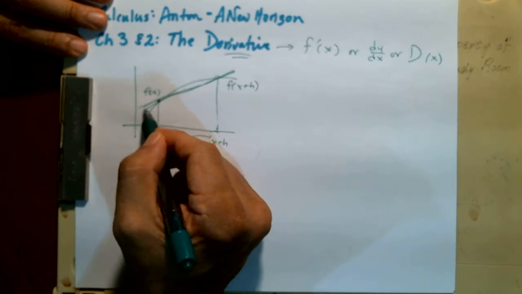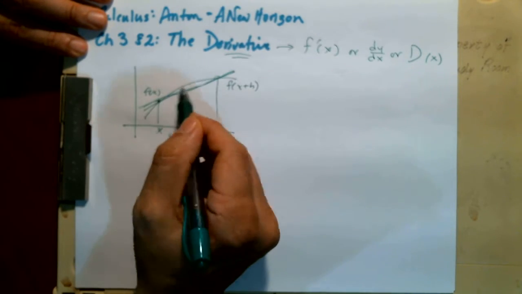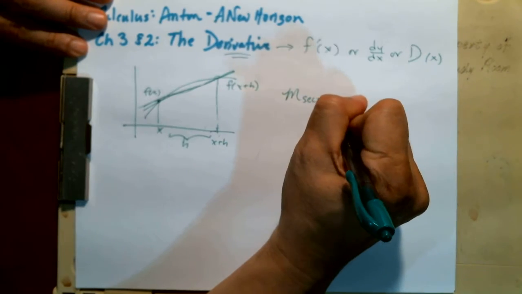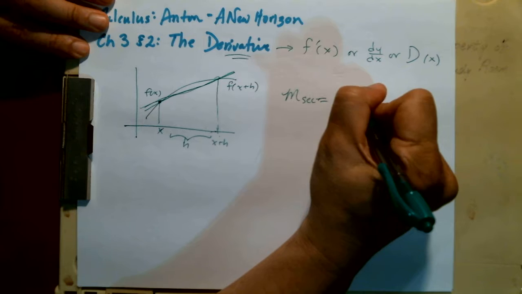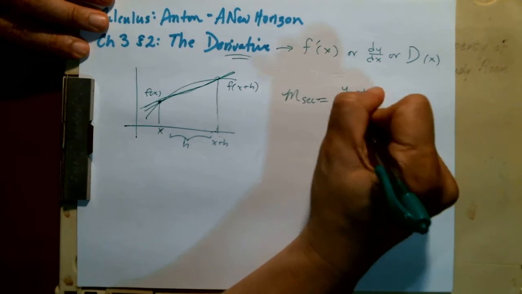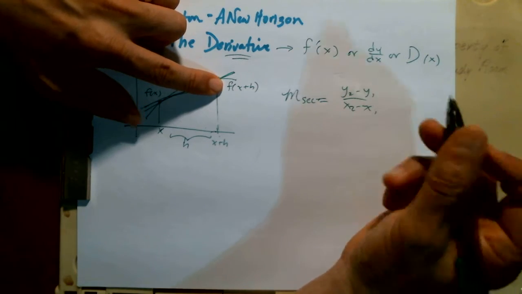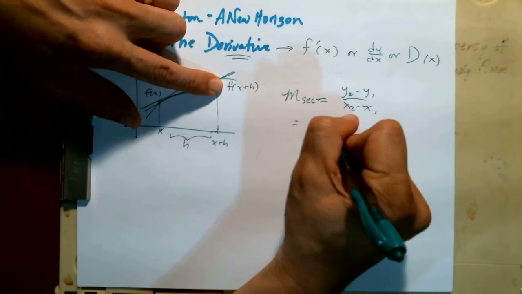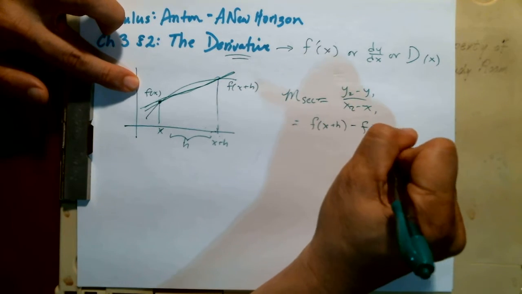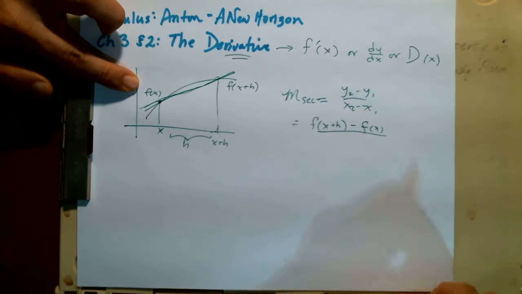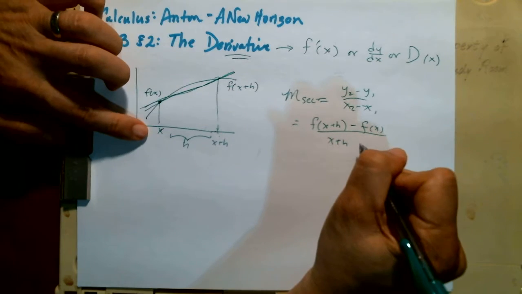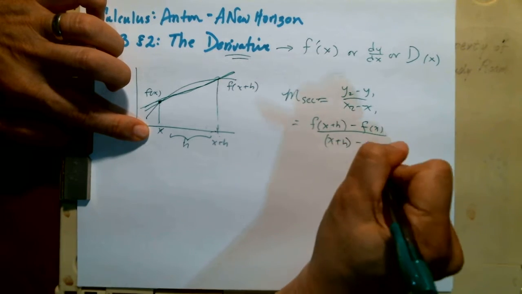And this is called the secant line because it goes through 2 points. By definition, the slope of the secant is equal to y2 minus y1 over x2 minus x1. y2 is this value right there, is equal to f of x plus h minus f of x. Do you see how this is the change in your y direction? Divided by x plus h and then minus x.